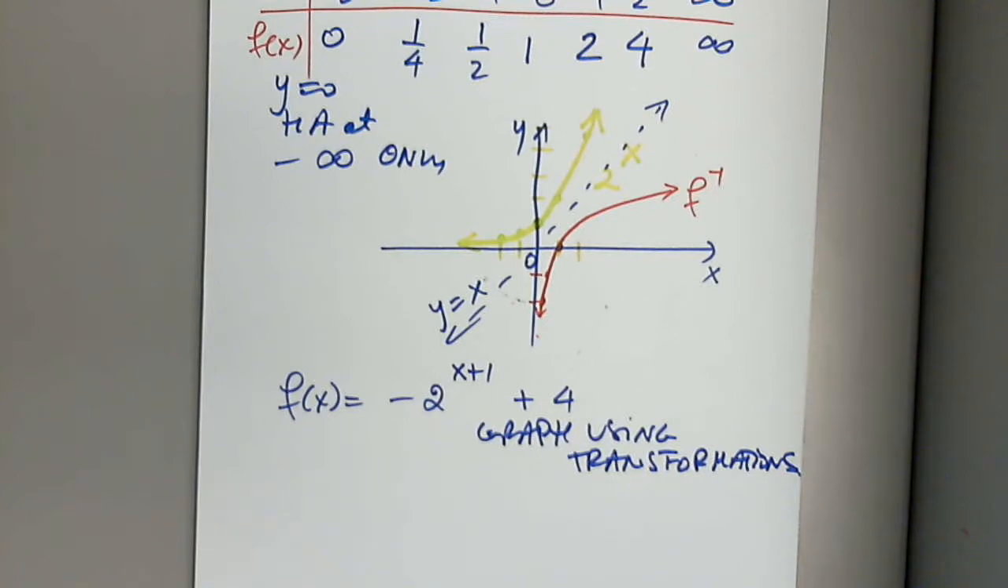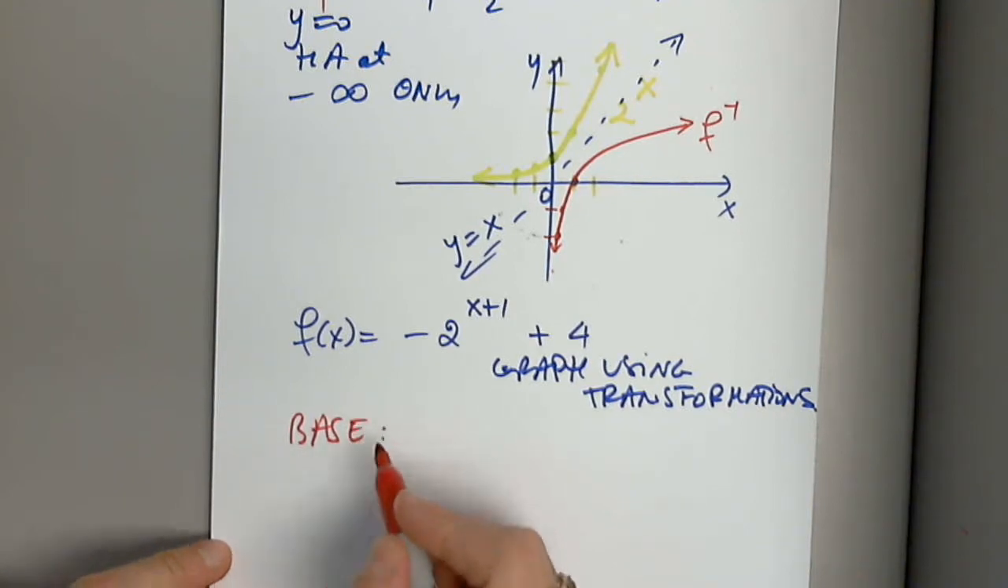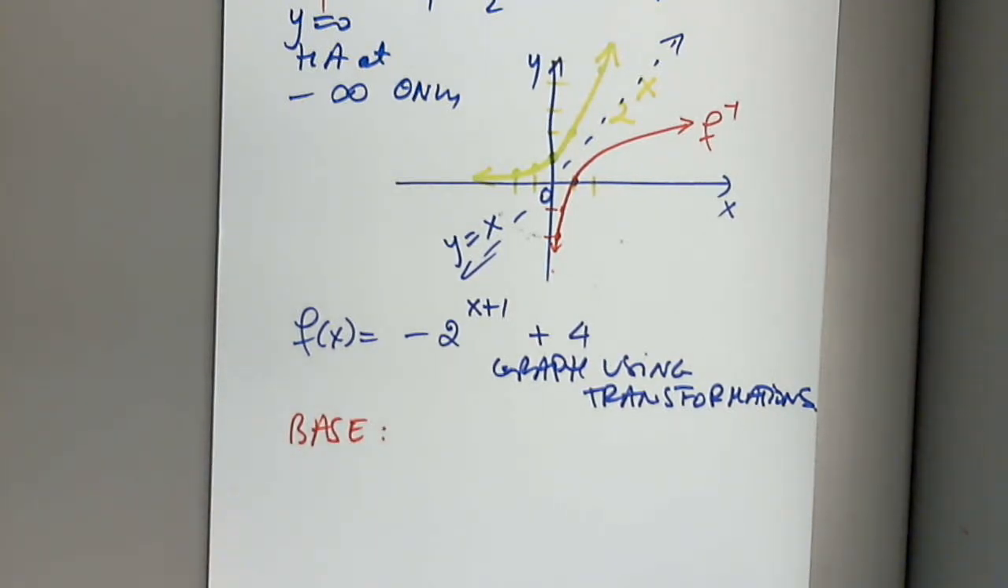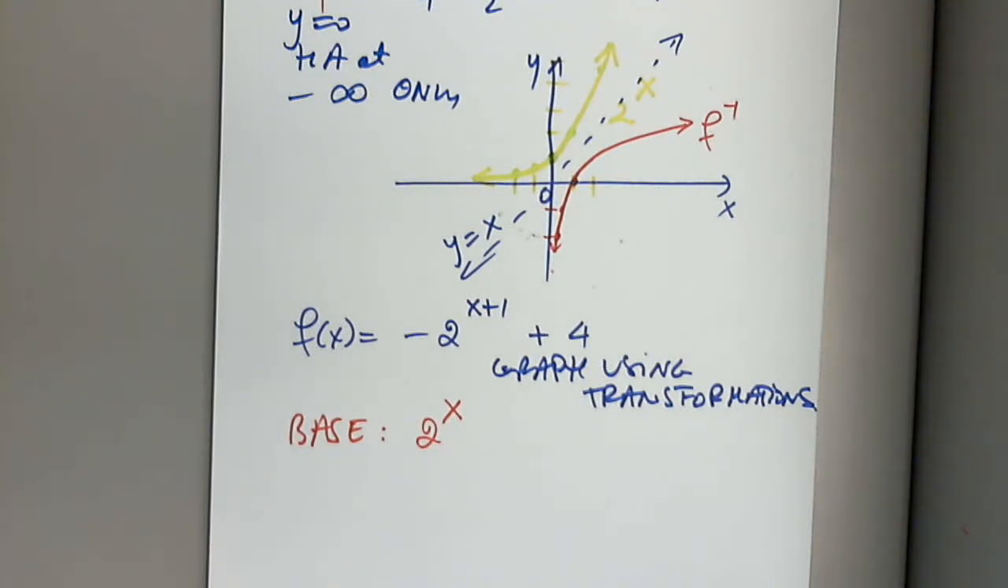Okay, like before, we have to identify the base function. What function did I use to determine or create this one? Yes, 2 to the x. This was the base function that I used to create function f. Correct. Thank you, Amanda.